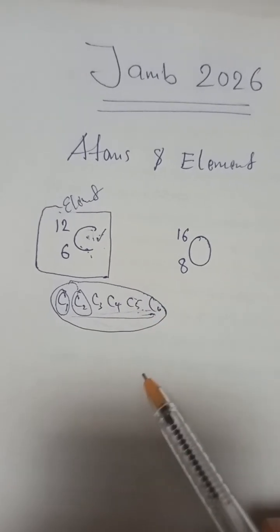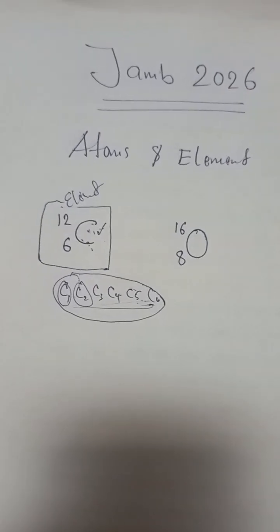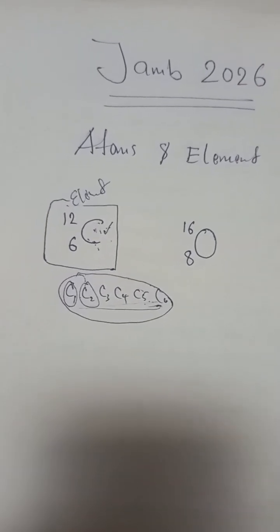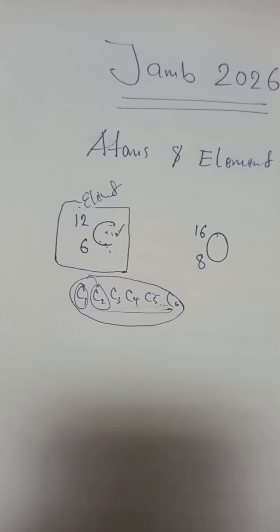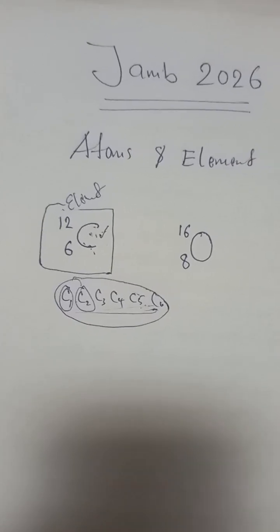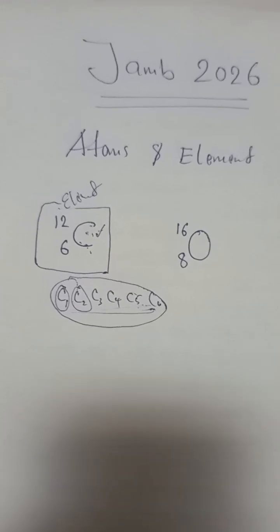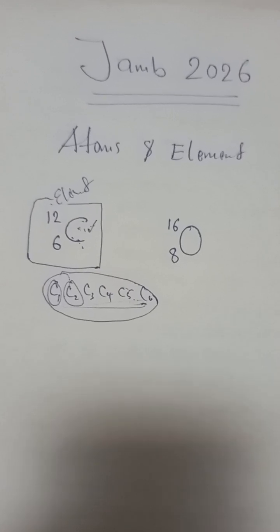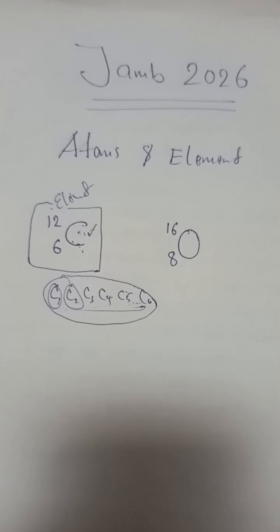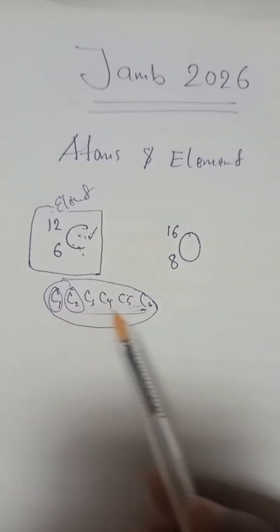So I will define it again. Number 1, defining atom: an atom is the smallest particle of an element or a pure substance that can exist and still behave like that substance. Or you can say an atom is the smallest particle of an element that can take part in a chemical reaction and still retain its chemical properties. But an element is a pure substance made up of only one type of atom. You see, only one type of atom.